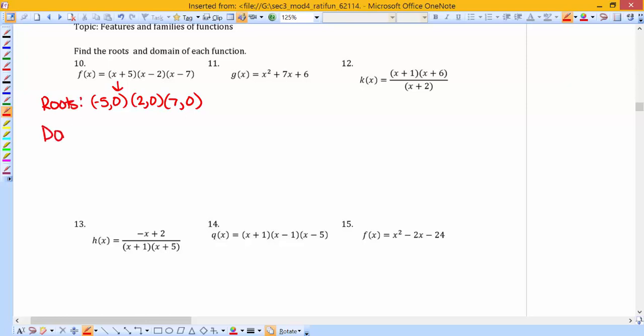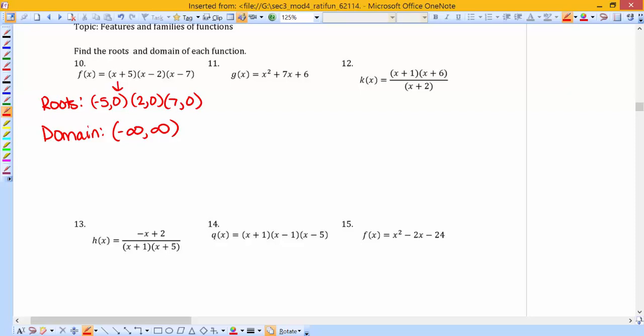Now I need to find my domain. When I am remembering polynomials as being continuous, I can go from the left to the right, and that graph just keeps going and going and going, which makes our domain all reals, -infinity to infinity. That should help you with 11, 14, and 15.